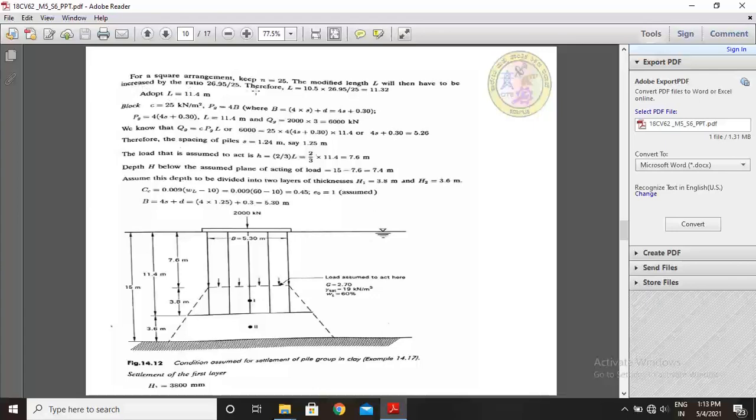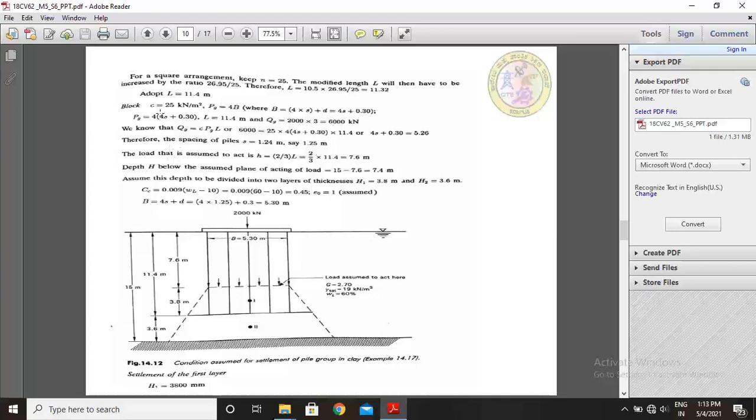For a square arrangement, keep N equal to 25. The modified length L will then have to be increased by the ratio 26.95 by 25. So therefore L equal to 10.5 into 26.95 by 25, which is 11.32. Adopt L equal to 11.4 meters.